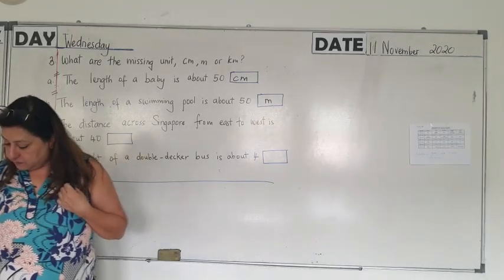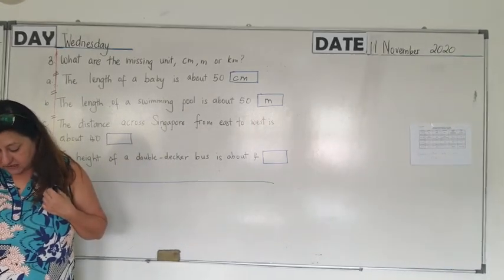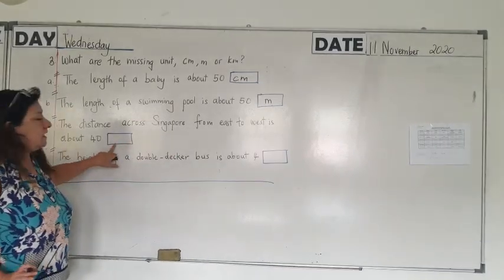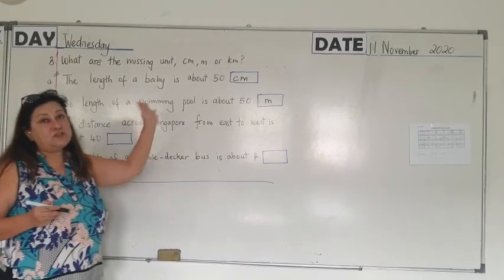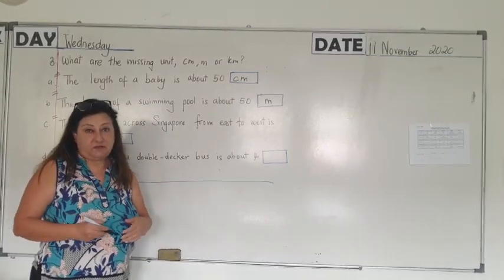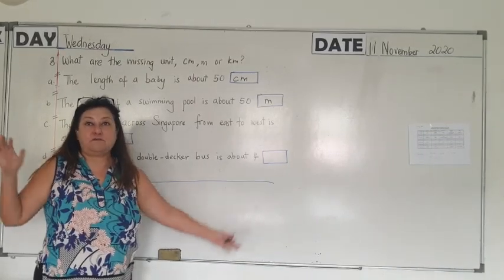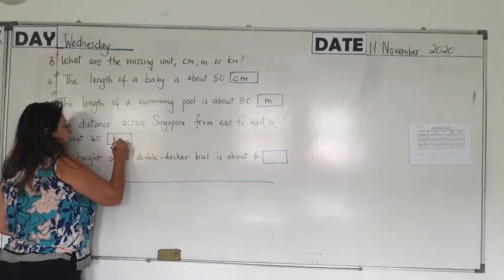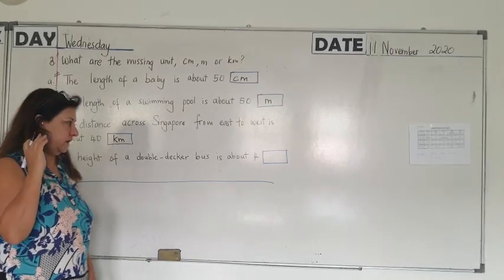Now the distance across Singapore east to west is about 40. Now it cannot be 40 cm. 40 cm is so small. 40 m is also not very long, so it's 40 km. Alright? Across Singapore from east to west, okay?